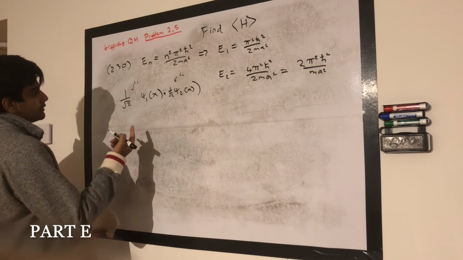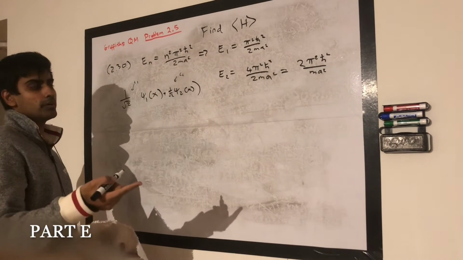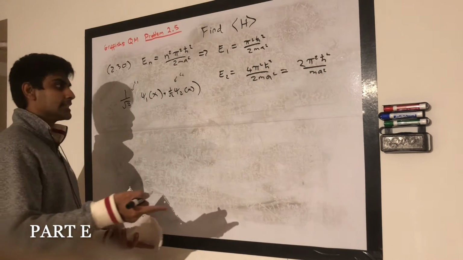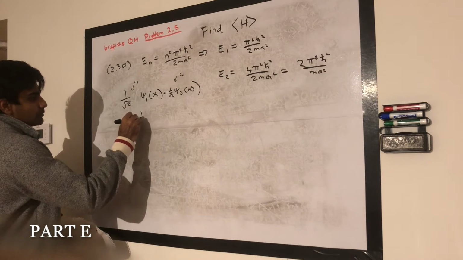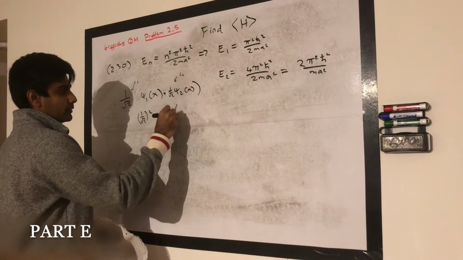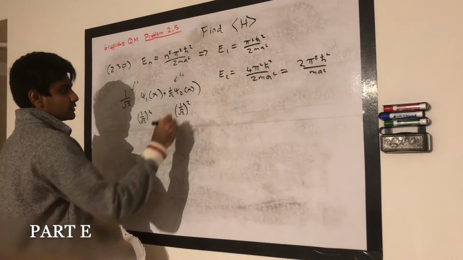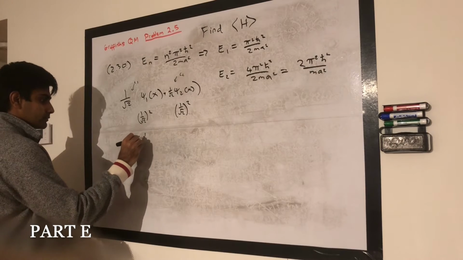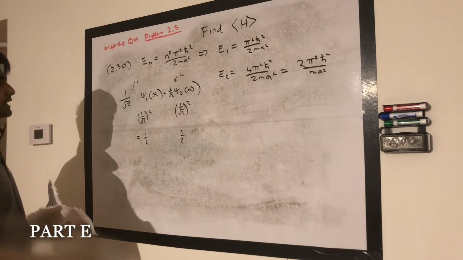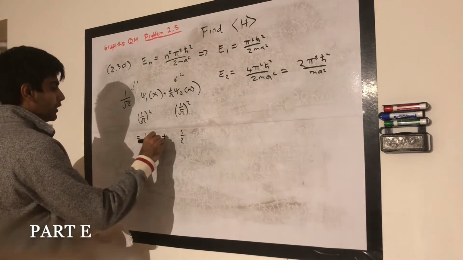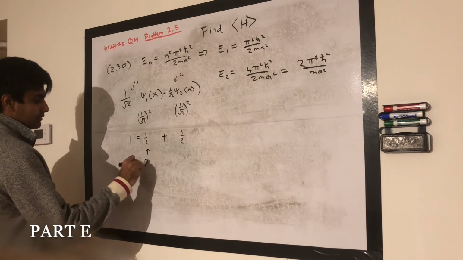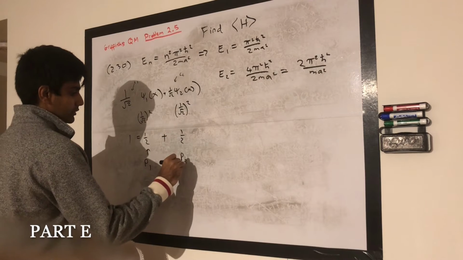And you've seen that C1 squared or Cn squared corresponds to the probability that you're in the nth state. So that means that the first state will have a probability of 1 over square root 2 squared, and the second state will have a probability of 1 over square root 2 squared. And a good check to just make sure is that when you add all your probabilities, they should add to 1. So what you'll find is that the probability of the first state is half, and the probability of the second state is also half.